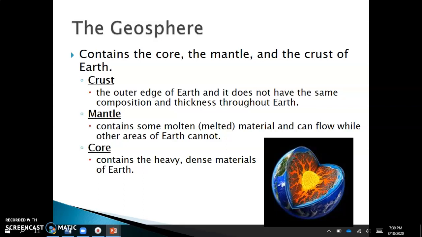The mantle is just below the crust, and this contains some of the molten, which means melted, material, and can flow while other areas of Earth cannot. So the mantle is liquid, right? So it's fluid, it can move, and that's going to be important when we talk about plate tectonics. And then finally we have our core at the very center of the Earth, and this contains the heavy, dense materials of the Earth. So there is an outer core that's liquid and an inner core that's solid because of the pressure of the Earth. But we just say the core is the middle of the Earth.